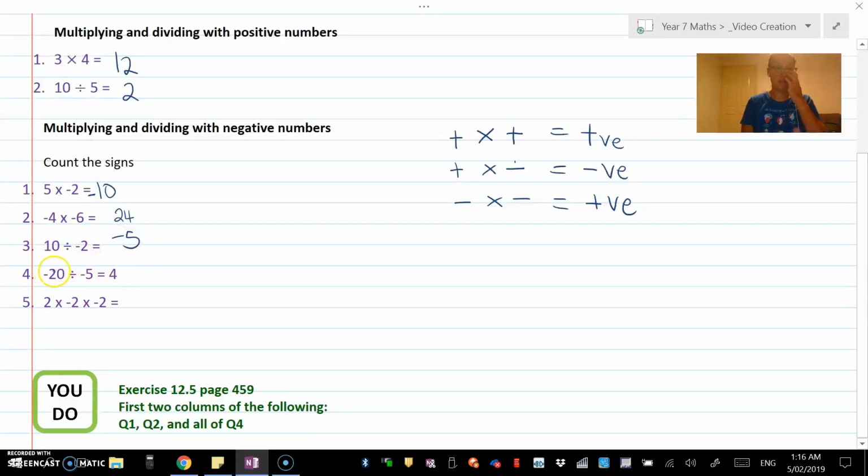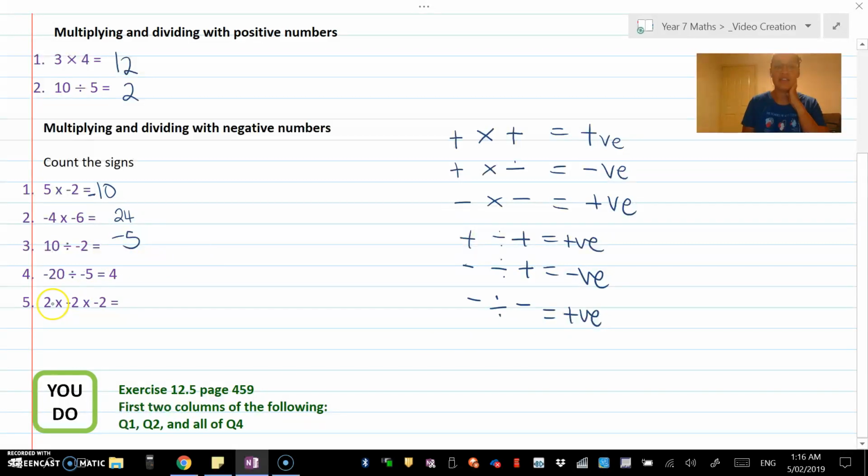Now this one here is a little bit different. It's already actually been given to you. Negative 20 divided by negative 5 is 4. Because there's two negatives, it becomes a positive. So this also applies for division. So with division, positive and positive is positive, negative and positive equals a negative, and two negatives equals a positive.